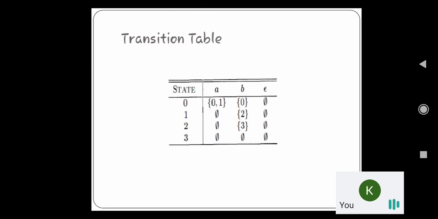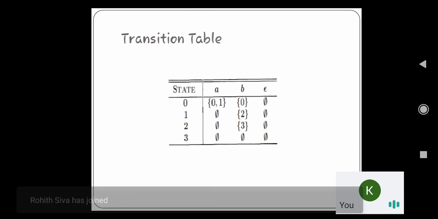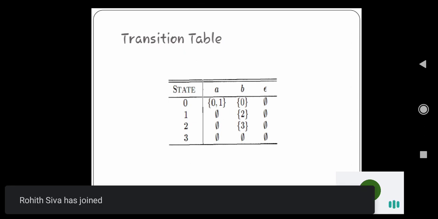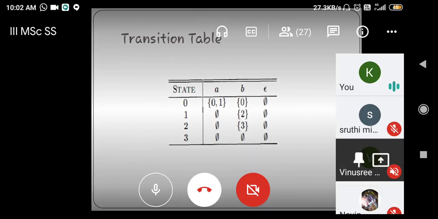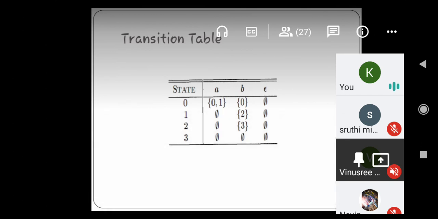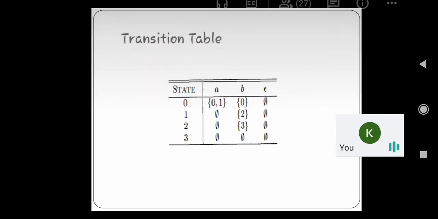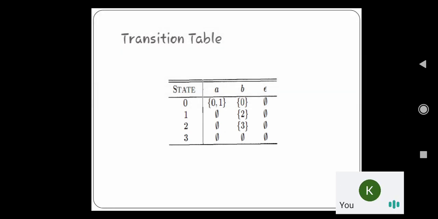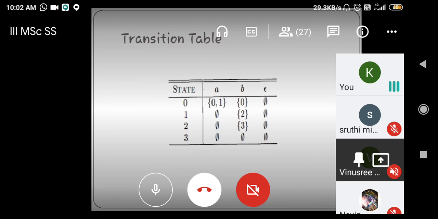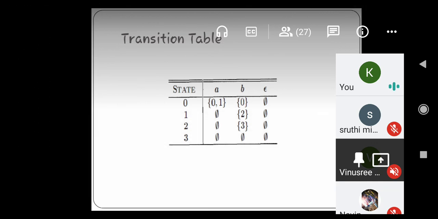So there are no transitions after 3, which is the final state. So here we should represent everything with theta. In the last row, we don't have A, we don't have B, or any empty string, so in the last row we are representing it with theta. With this table, I would like to stop this session.